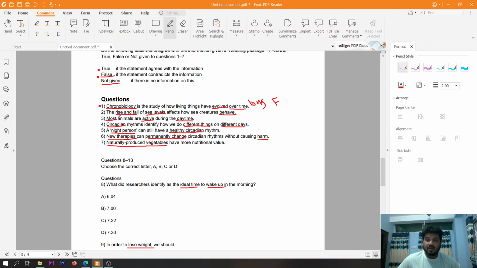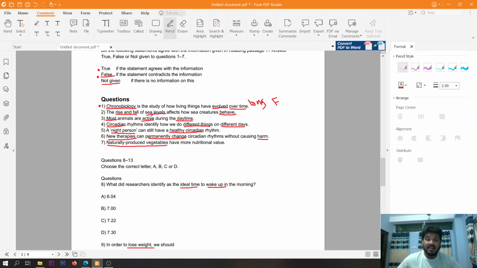All right, now let's go to the second question. The rise and fall of sea levels affects how sea creatures behave. Now again, I have underlined some keywords right here. The way we underline keywords is you choose a particular word or words or phrases which are unique and easy to find, right? You don't have to look at it very deeply, so that you can identify the general location very quickly while skimming.